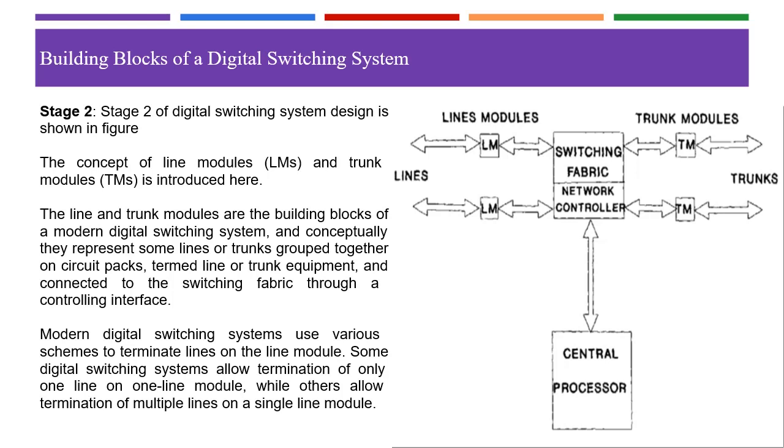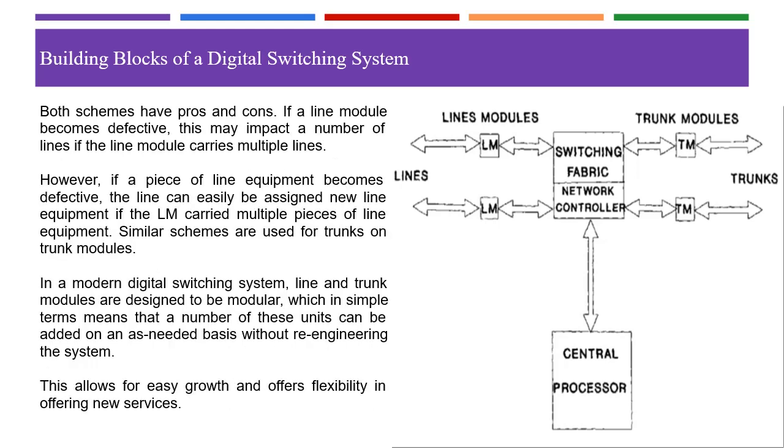Some digital switching systems allow termination of only one line on one line module, while others allow termination of multiple lines on a single line module. Both schemes have pros and cons. If a line module becomes defective, this may impact a number of lines if the line module carries multiple lines. However, if a piece of line equipment becomes defective, the line can easily be assigned new line equipment if the LM carried multiple pieces of line equipment. Similar schemes are used for trunks on trunk modules.